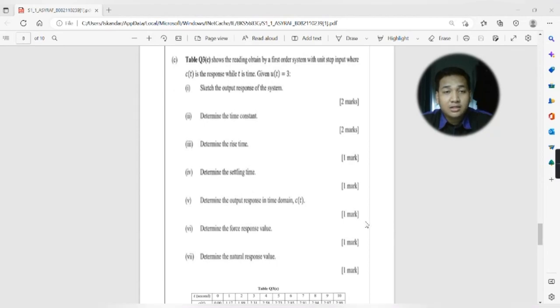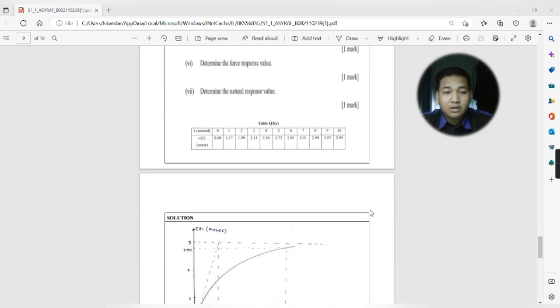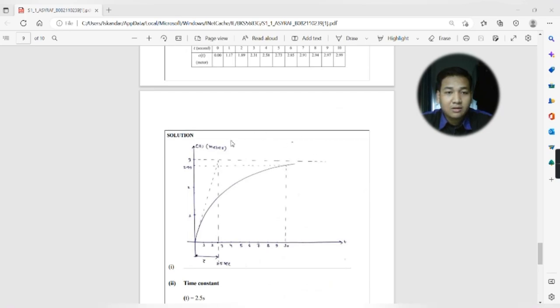The question asks about Table Q3C, which shows the readings obtained by a first order system with a unit step input, where c(t) is the response while t is time. The given u(t) equals 3. So the first question asks to sketch the output response of the system. The answer will look like this, where the y-axis is labeled as meter and the x-axis is time.